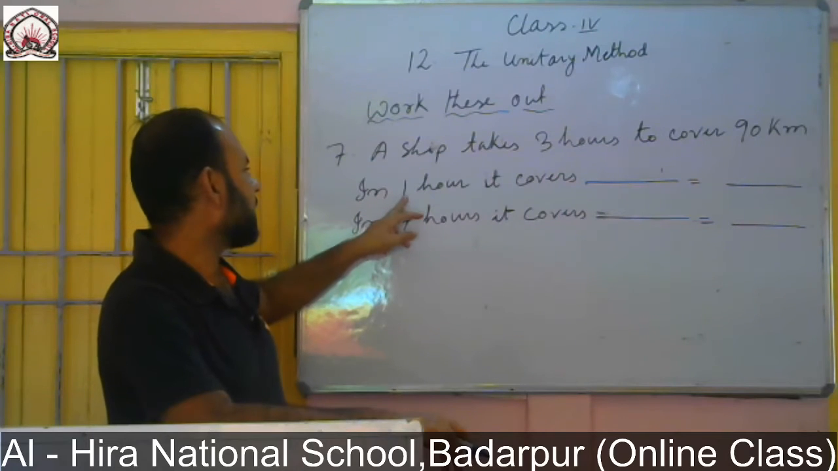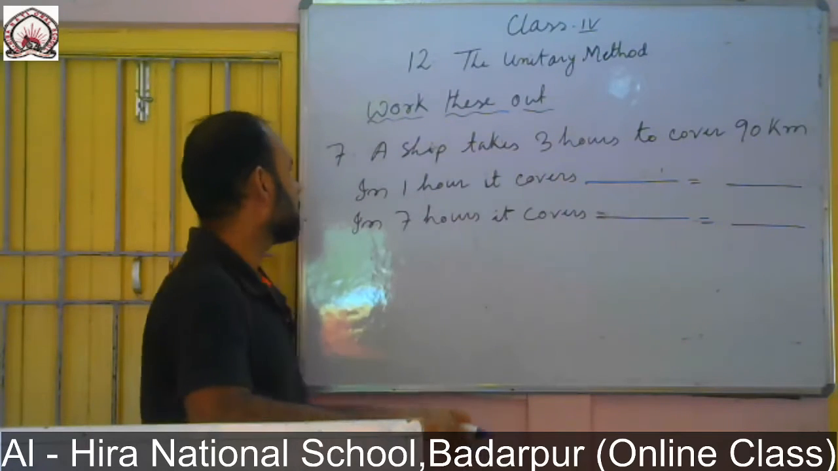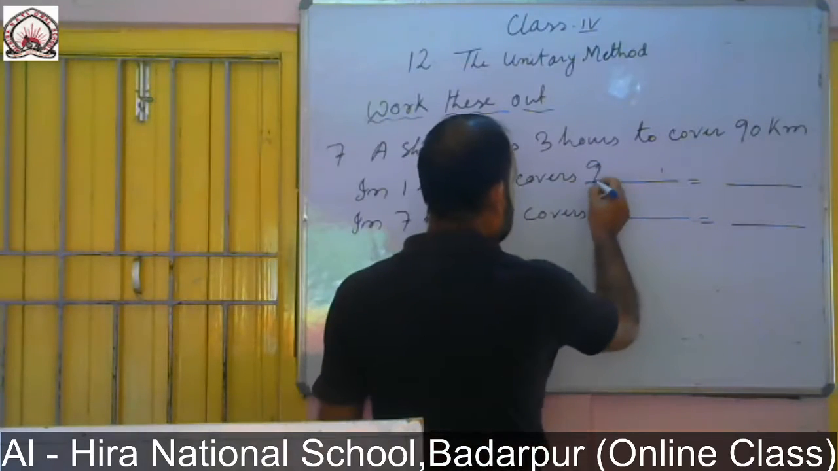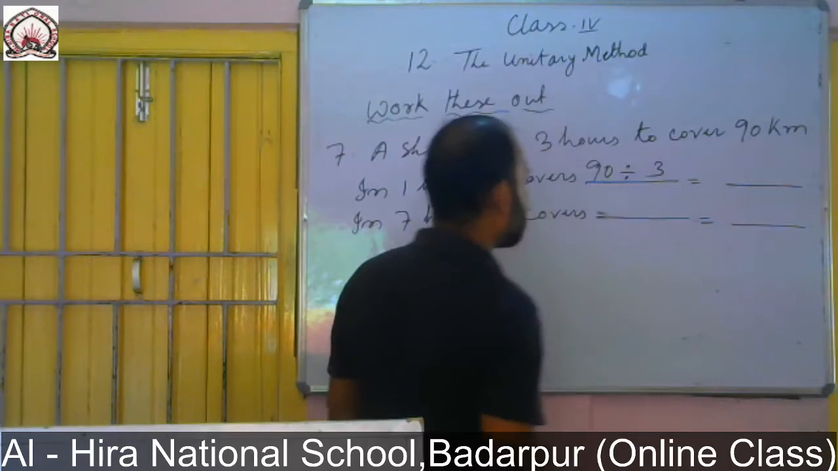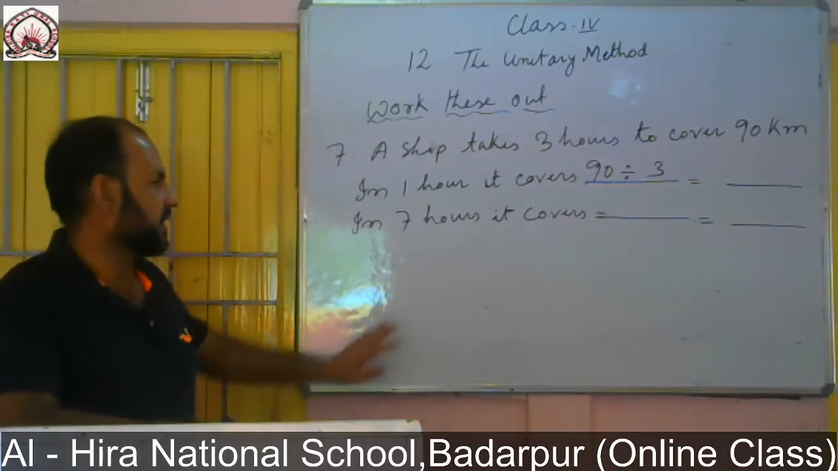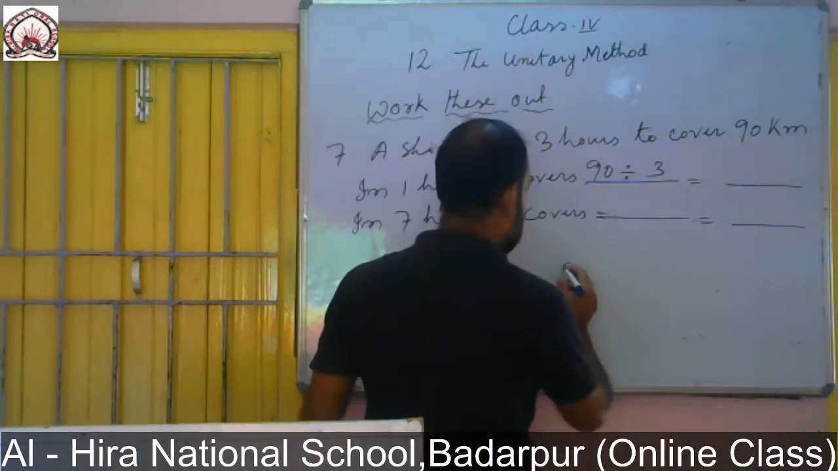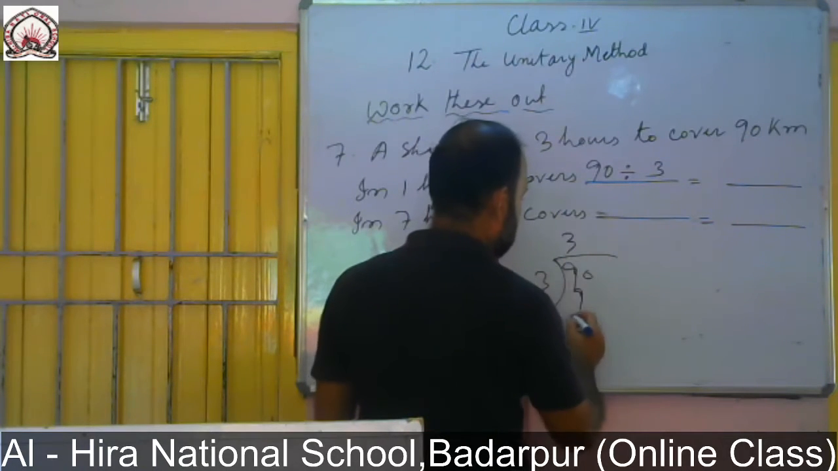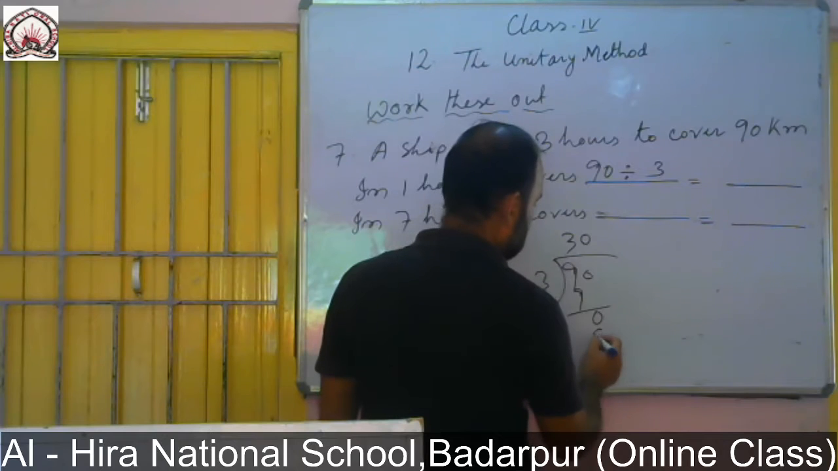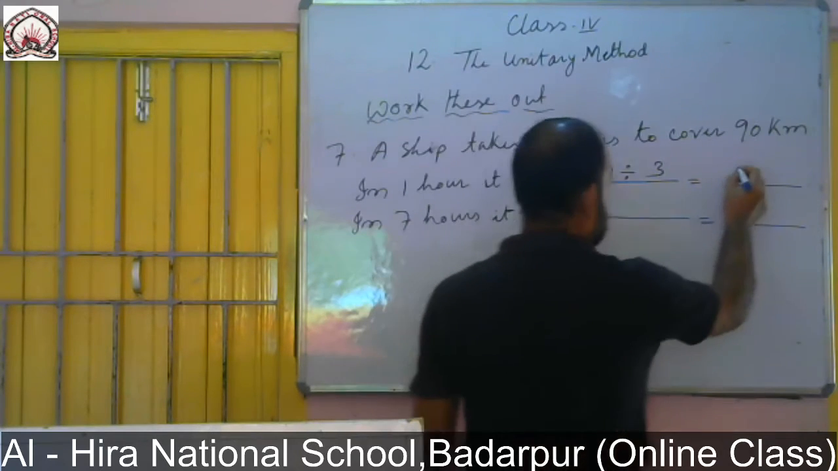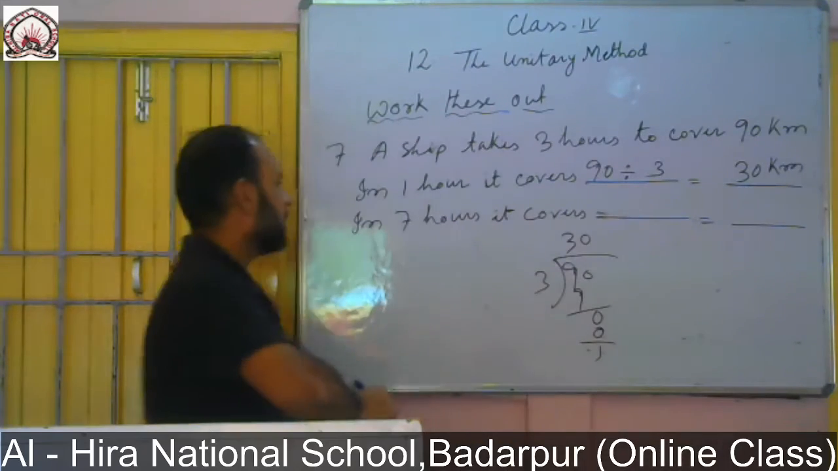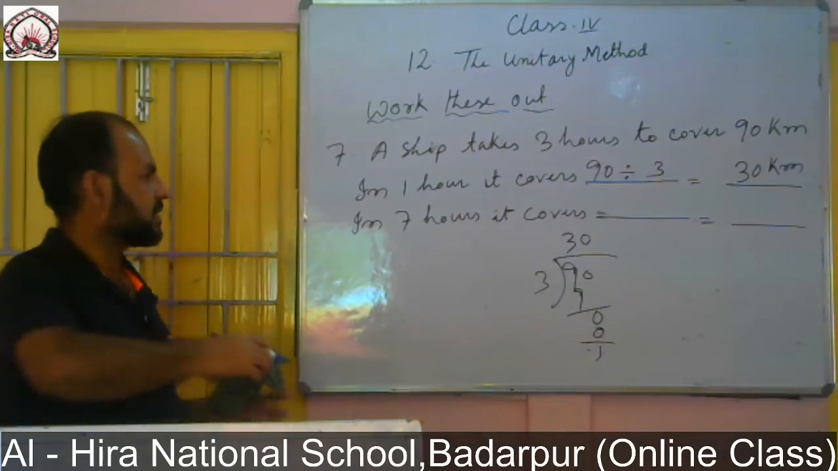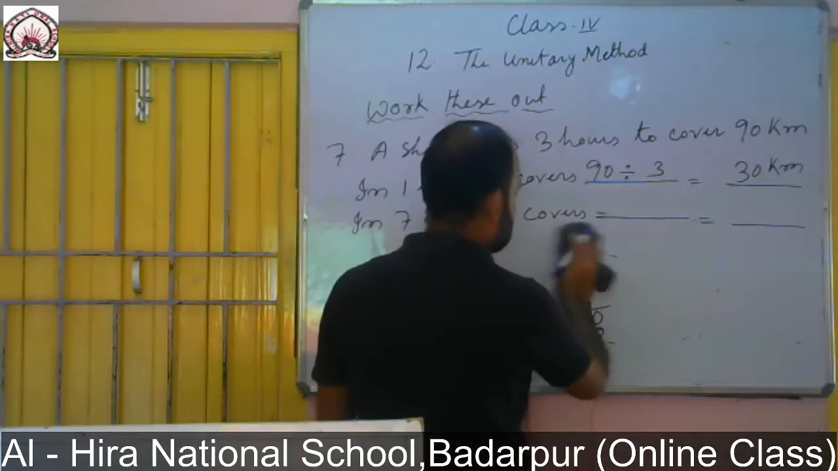So here a ship takes 3 hours to cover 90 kilometers. In 1 hour it covers 90 divided by 3. 3 threes are 9, 0 threes are 0. So the answer is 30 kilometers. In 1 hour it covers 30 kilometers.